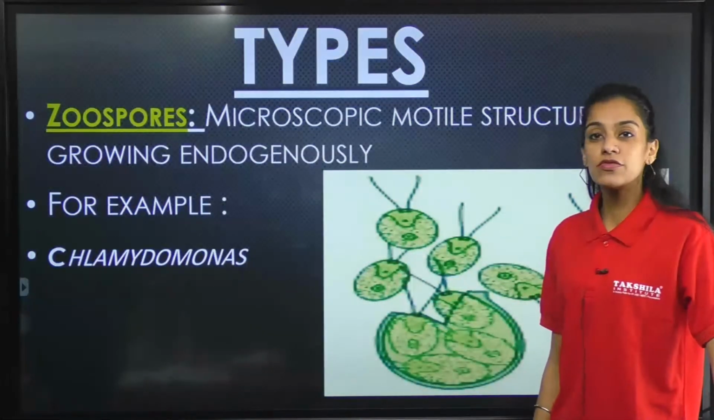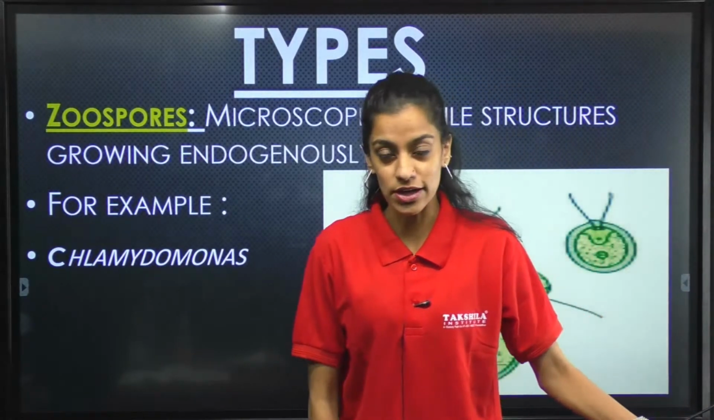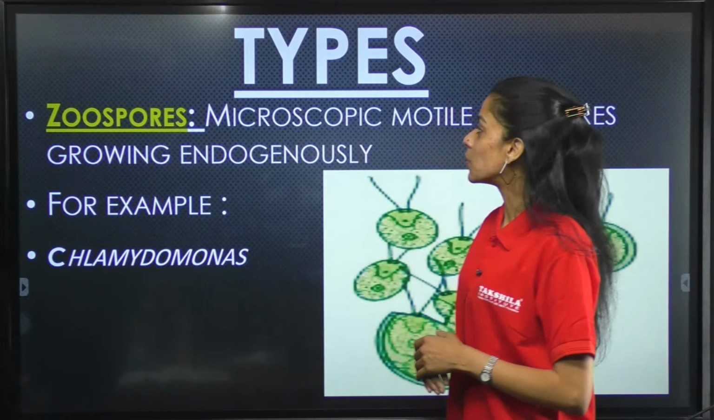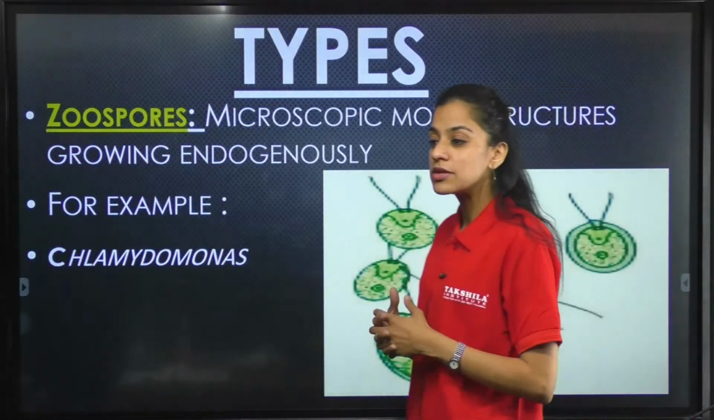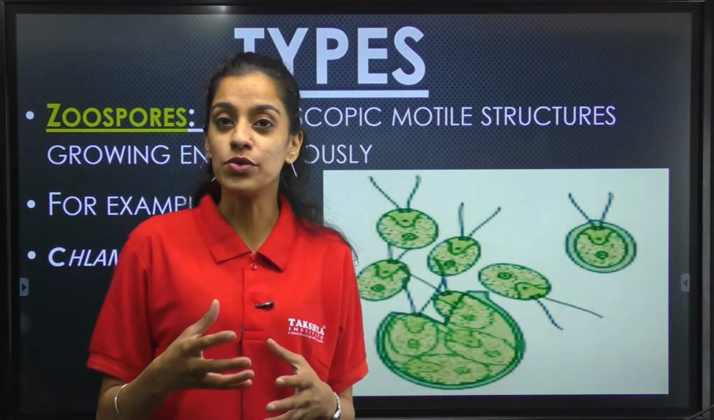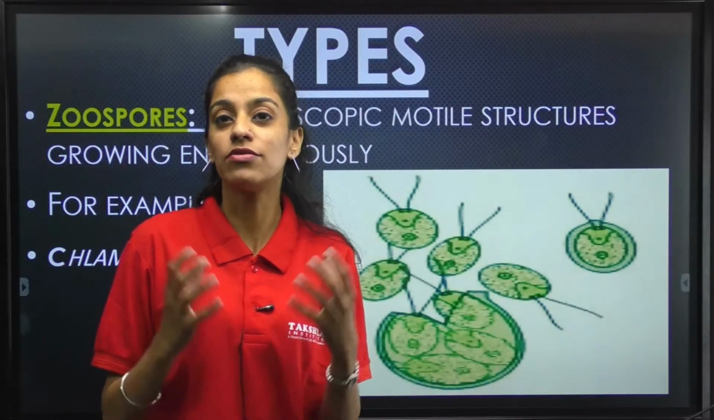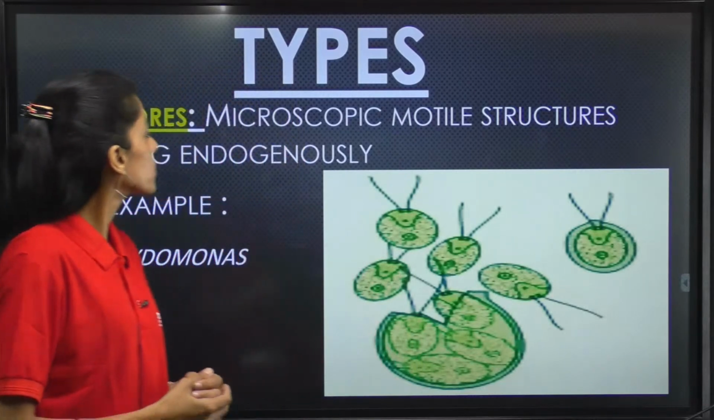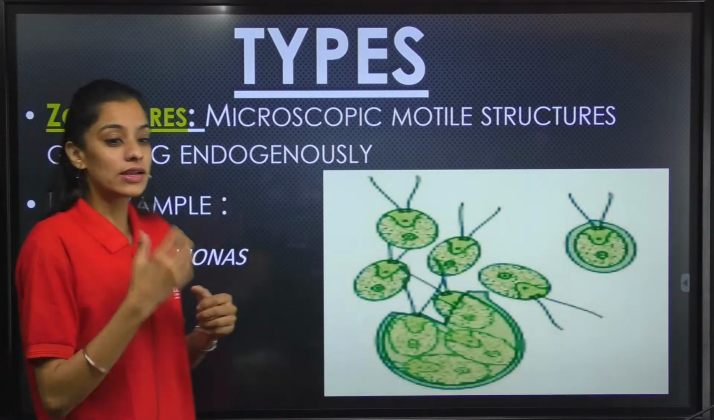If we talk about types, the first type is the zoospore type. The zoospore is very microscopic in structure and cannot be seen with the naked eye. But however minute it is, that structure holds a very big reproductive life in itself. A zoospore is a microscopic motile structure which can be grown endogenously.